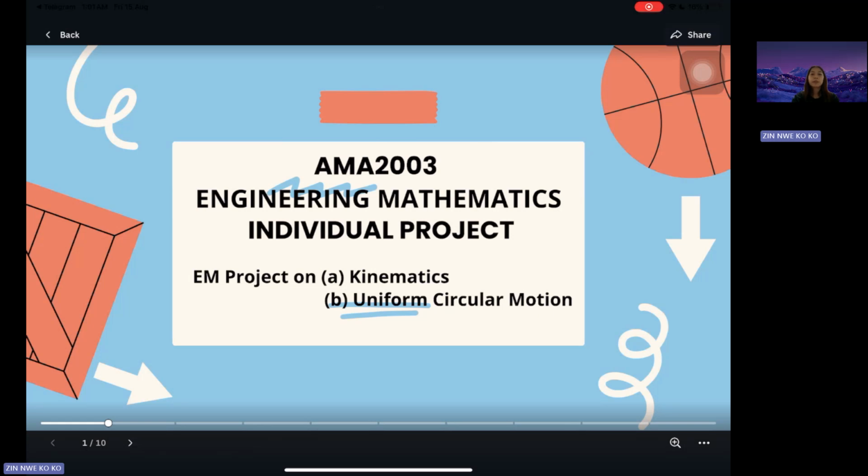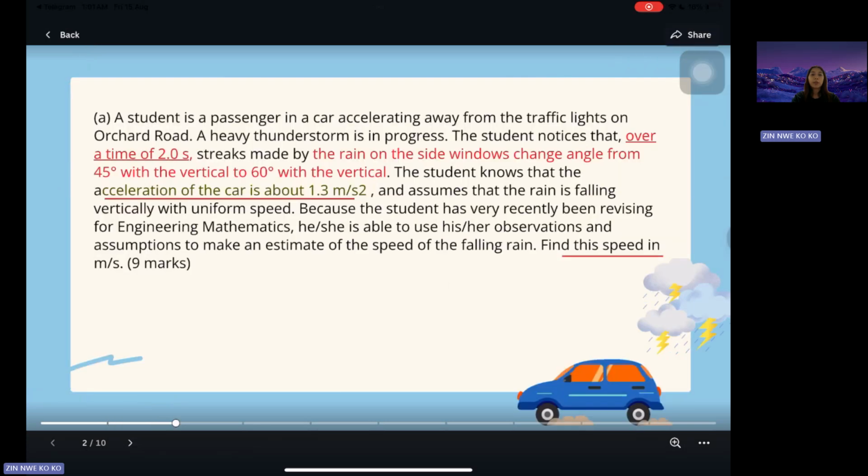Today I will be presenting my engineering mathematics project. This project is divided into two parts. The first part focuses on kinematics and the second part covers uniform circular motion. Now I'm going to explain part A of my engineering mathematics project, which is based on kinematics.